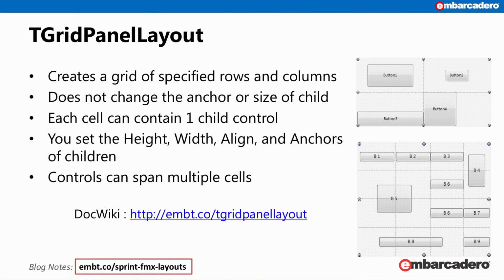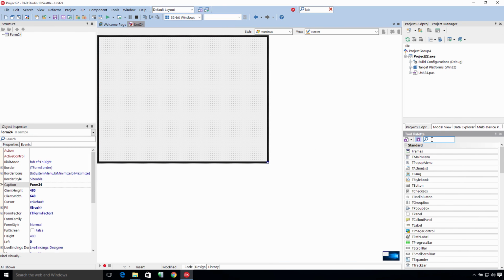Now it's different than the grid panel layout. With the grid panel layout, you create a grid, and then for each control you set the width, height, align, and anchors. And then you can place those controls in the cells that are created by that grid. So you don't specify the size or the location of the controls. You instead specify which cells they belong in, and you then specify the sizes. So it's a little more flexible for customizing the behavior of the controls than the grid layout. Also, as you see here, the controls can span multiple cells. So let's take a look at the grid panel layout.